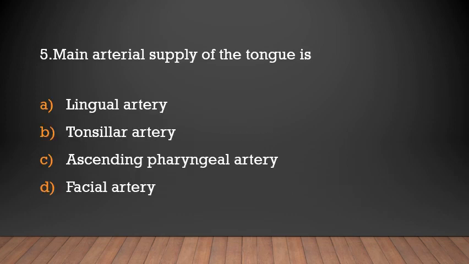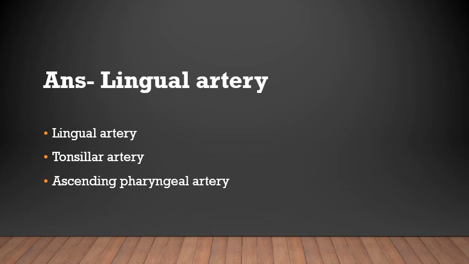Main arterial supply of tongue is lingual artery, tonsillar artery, ascending pharyngeal artery, facial artery. Lingual artery. Main arterial supply of tongue is lingual artery, and the tonsillar artery and ascending pharyngeal artery also supply root of the tongue.